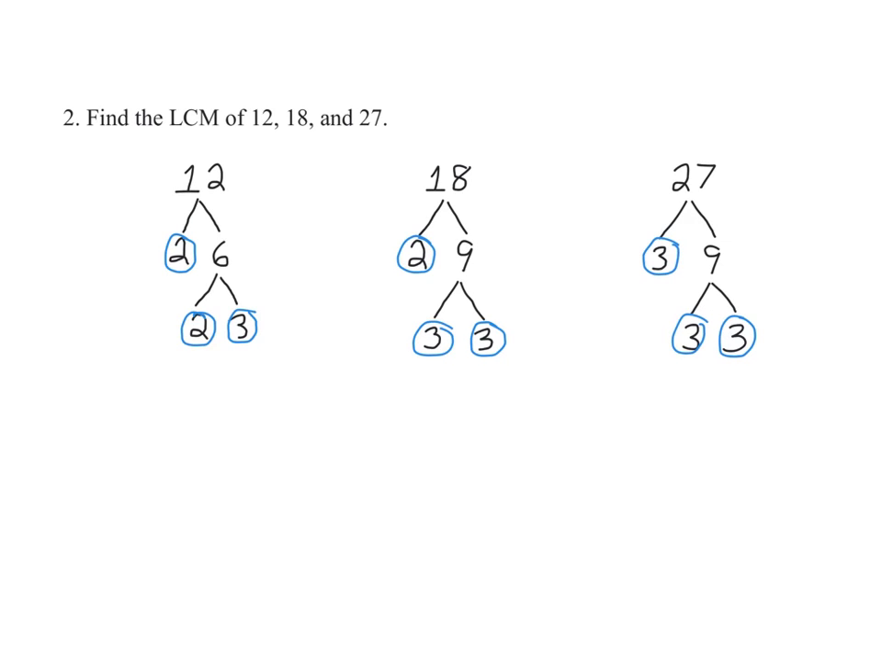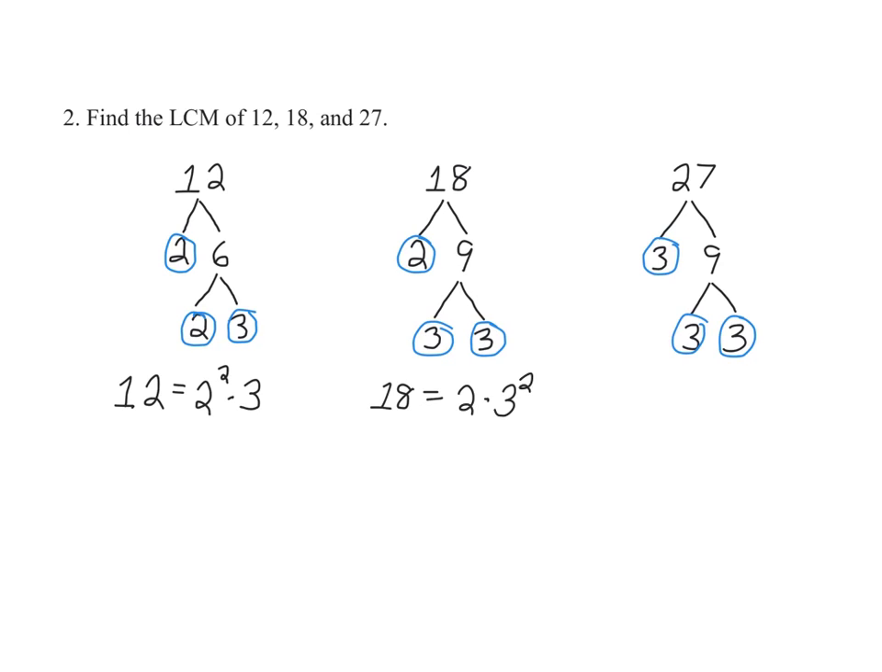So we're done. So the prime factorization of 12 is 2 times 2 times 3, which can be rewritten as 2 squared times 3. And the prime factorization of 18 is 2 times 3 times 3, which can be rewritten as 2 times 3 squared.